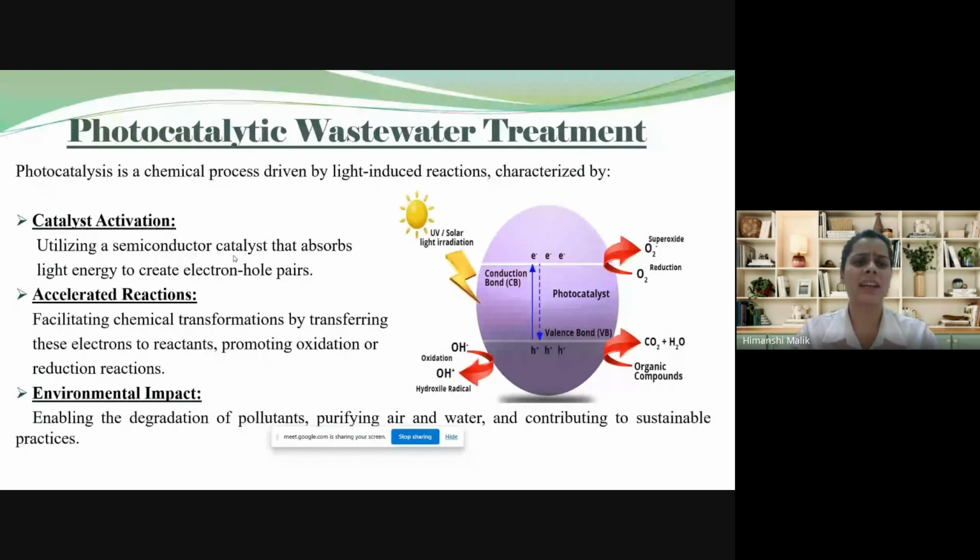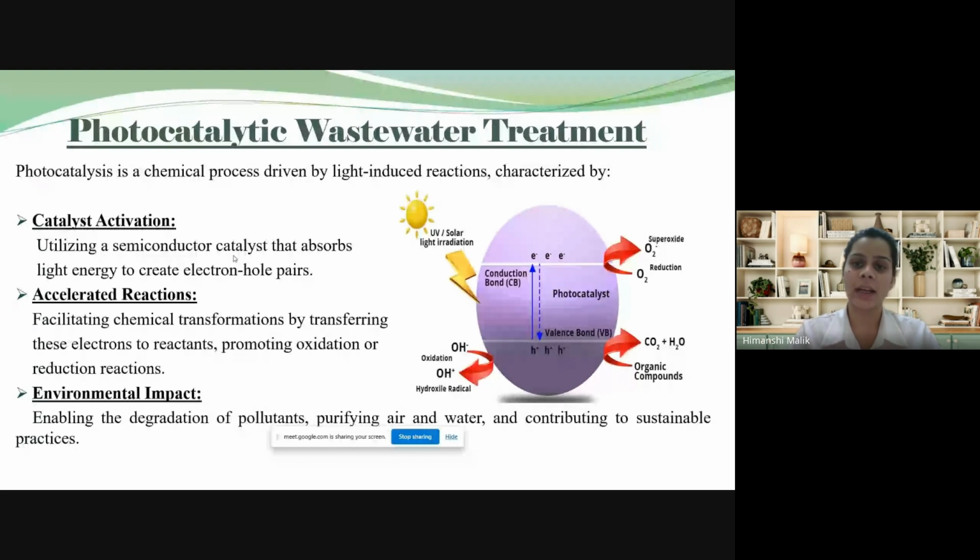As we know, photocatalysis is a chemical process driven by light-induced reaction. In this mechanism, the light is incident on our catalyst, and in our catalyst there are two bands, the valence band and the conduction band. When the electrons of the valence band absorb the energy from the light, they are excited to the conduction band, and this generates holes in the valence band.